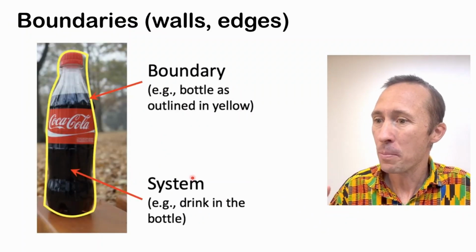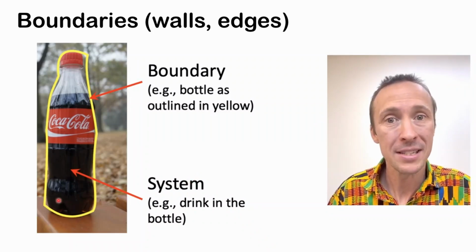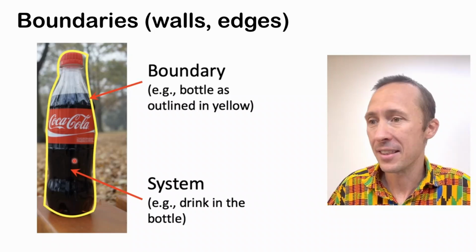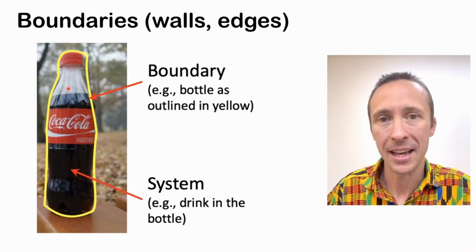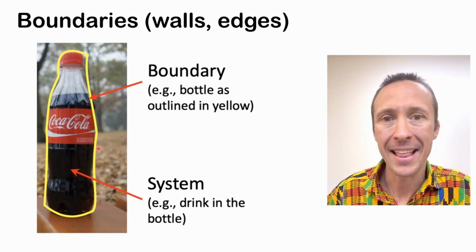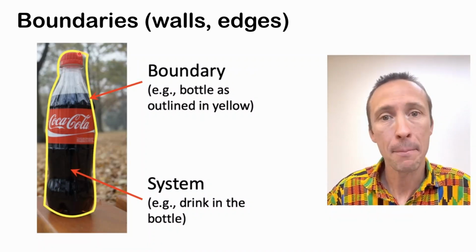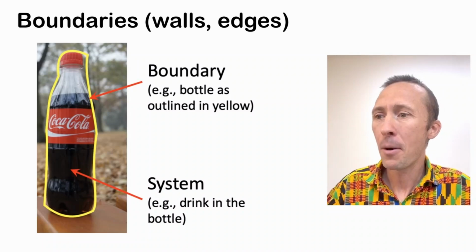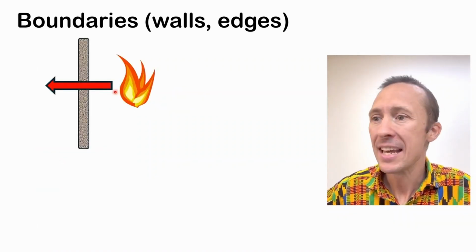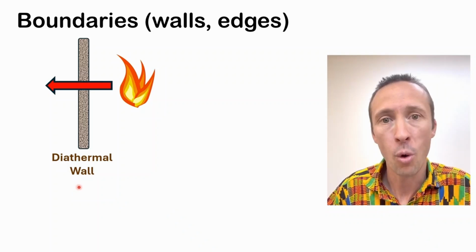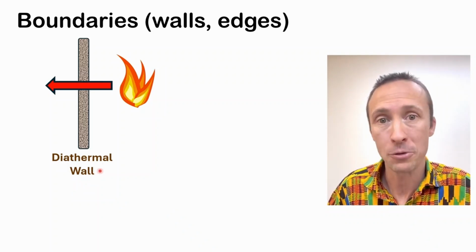So this Coke bottle is an example of a closed system if we think of the drink. And I also like to think of the headspace and the liquid together as the system. And the plastic bottle and the lid comprise the boundary, and that boundary is also part of the surroundings. If our boundary allows heat transfer to go through, we call that a diathermal wall or a diathermal boundary.